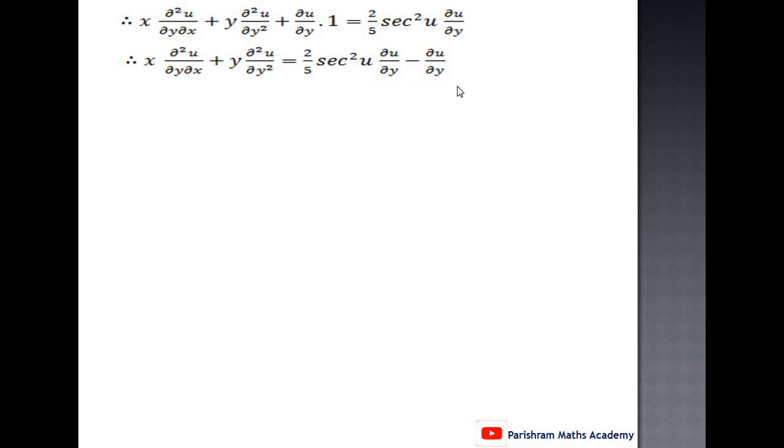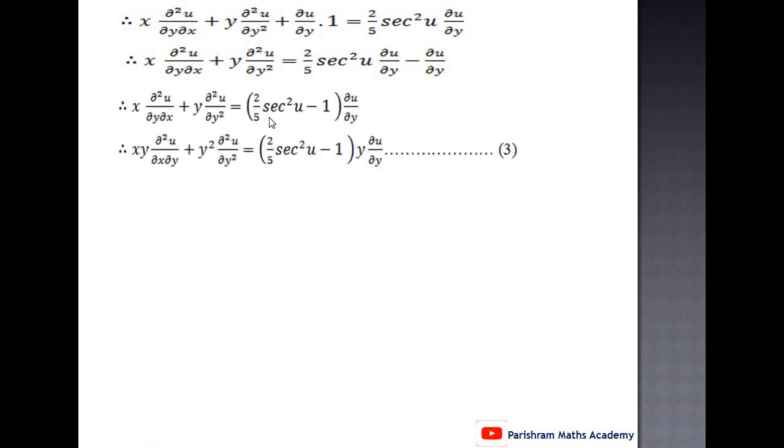Then from the right hand side, you can take ∂u/∂y as common. We get 2/5 (sec²u − 1) ∂u/∂y. Then multiply by y on both sides. We get xy ∂²u/∂x∂y + y² ∂²u/∂y² = 2/5 (sec²u − 1) y ∂u/∂y, which is equation 3.